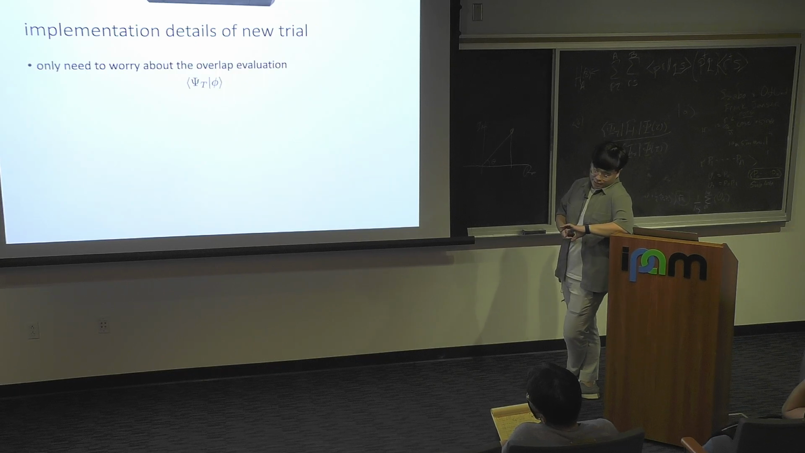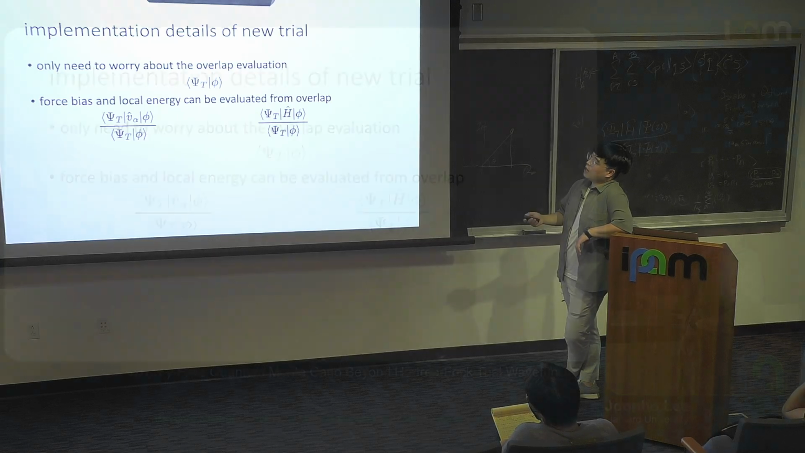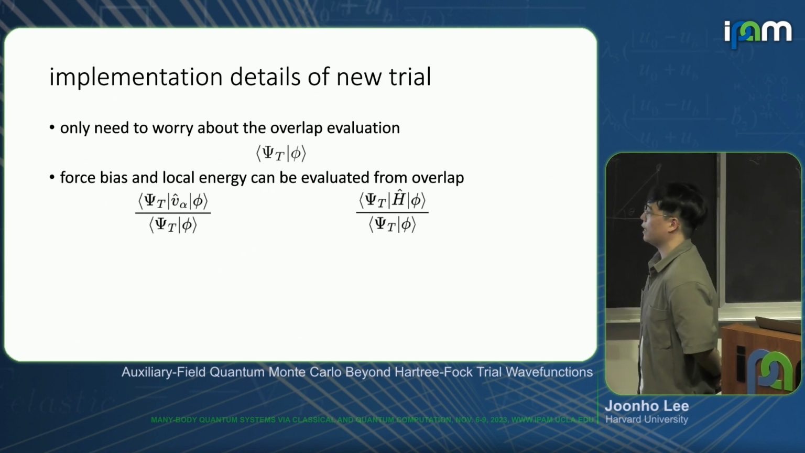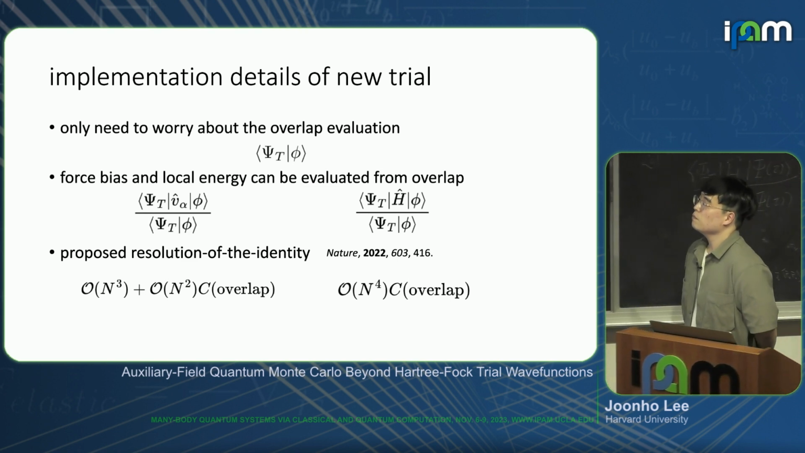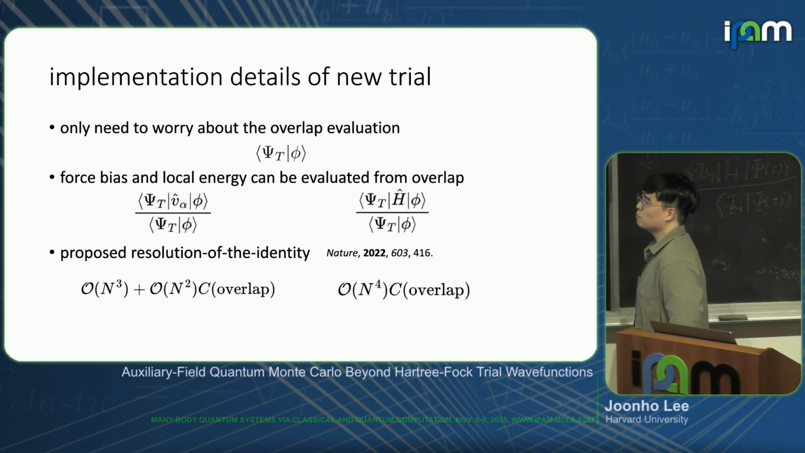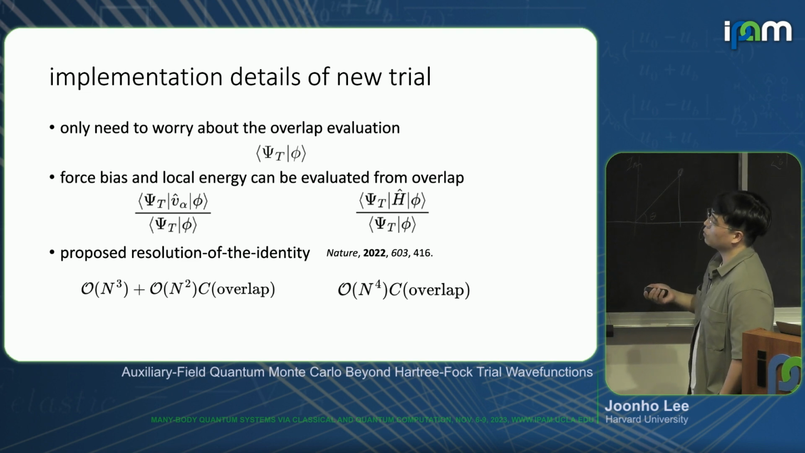So this is a detail of implementing a new trial. You only need to worry about overlap evaluation. The left one is the force bias, which is a dynamical shift to ameliorate the phase problem. This is the local energy you would need to compute the global energy estimate. We proposed a scheme, a little embarrassing to look at, in the sense that this is probably the simplest one could actually write down without having to worry about any exponential overhead.